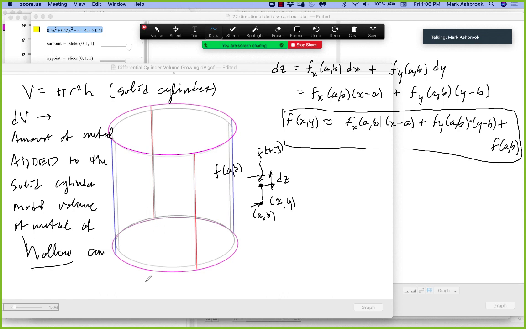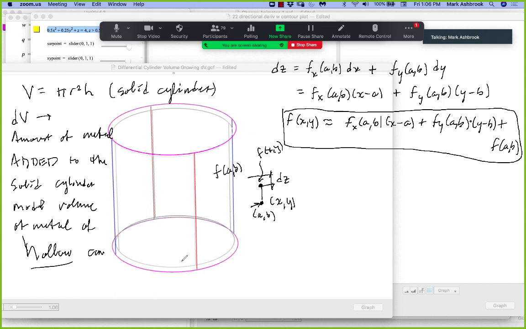And that's what they're getting at there. So you start with your volume function of a solid cylinder. dV would be like if that thing grew a little bit, how much volume was added on, increased by. Well, that's a good model for the amount of metal for a hollow can, kind of like what I'm showing there. Does that make sense? So that's just to get you in the mindset for that WebWork problem.